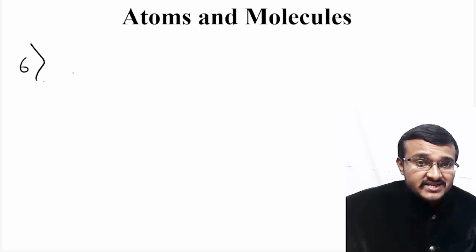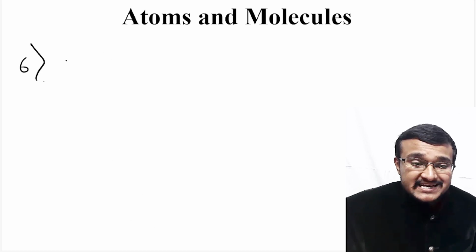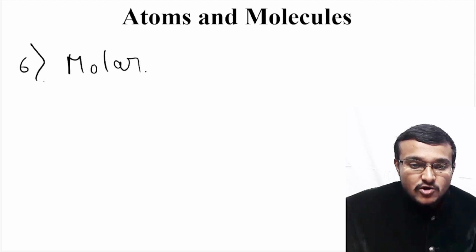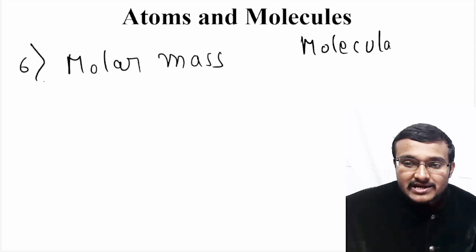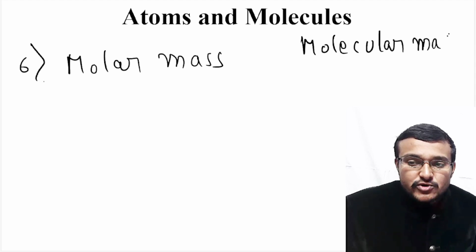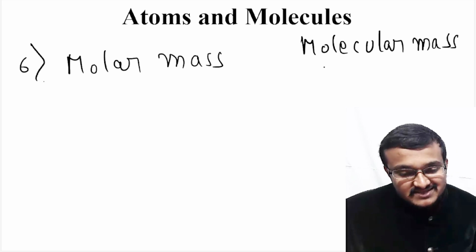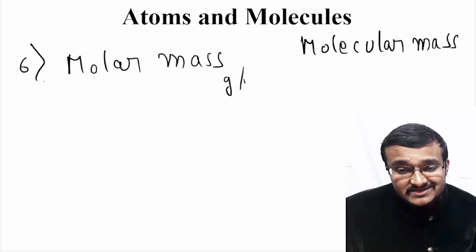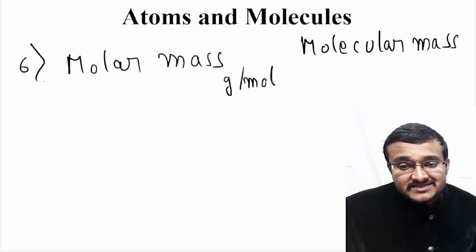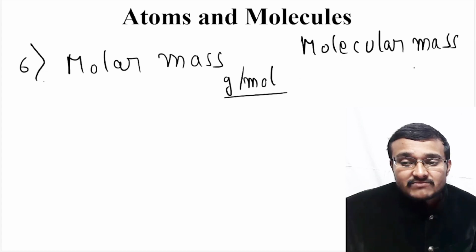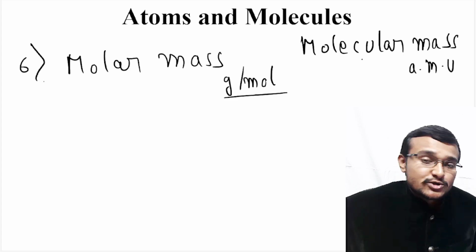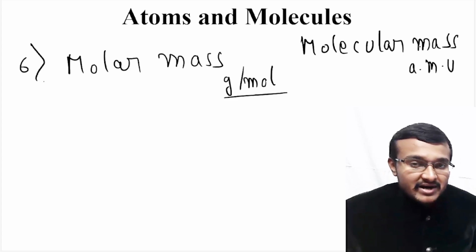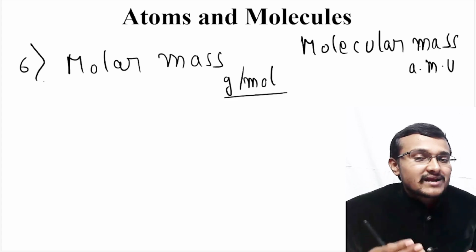So coming to the sixth question, here they have given a set of compounds and you have to find out the molar mass of those compounds. So what is the difference between molar mass and molecular mass? Here the magnitude of both molar mass and molecular mass is the same, but molar mass has gram per mole as its SI unit and molecular mass has atomic mass unit as its unit to measure this molecular mass.